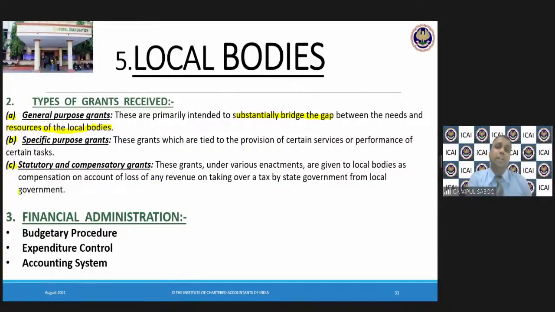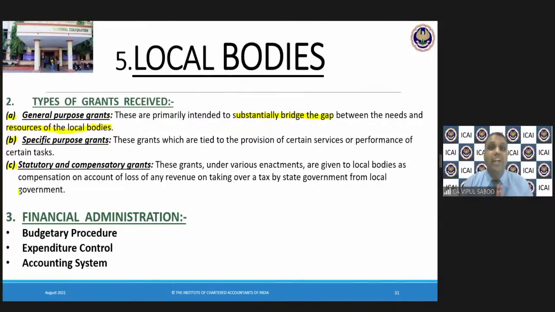Till now, a particular tax was being collected by the municipal authorities. They were getting revenue from this tax. But now this tax has been taken over by the state government. There is a loss to the local government. And thus, to compensate that loss, state governments give that grant.